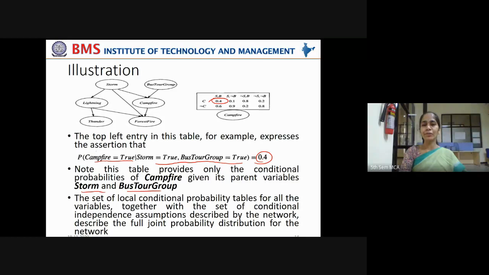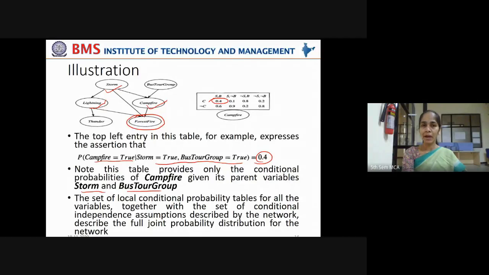Now, if you are asked to calculate the probability of thunder, then you might be given the probability of lightning. And if you are asked to calculate the probability of forest fire, you will be provided with the probability of lightning, probability of storm, probability of campfire, because these three are parents of forest fire. In that case, how many combinations do you get? For two variables, you get 4 combinations, right? Now, when you have 3 parents, you will get accordingly extra combinations.